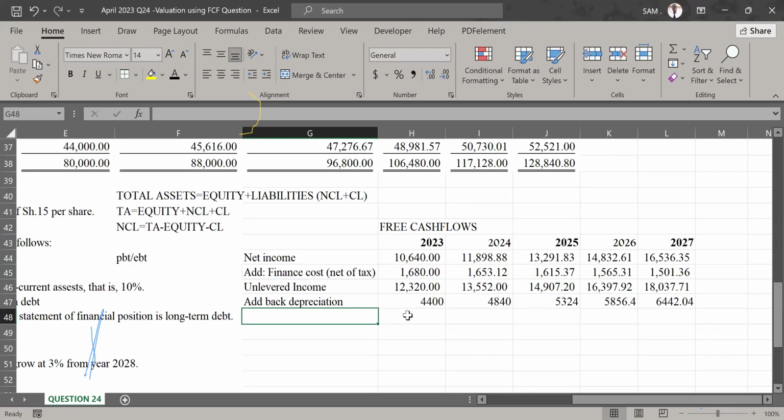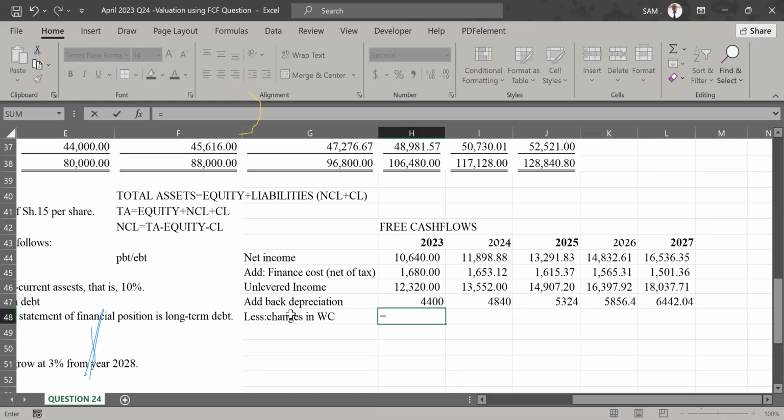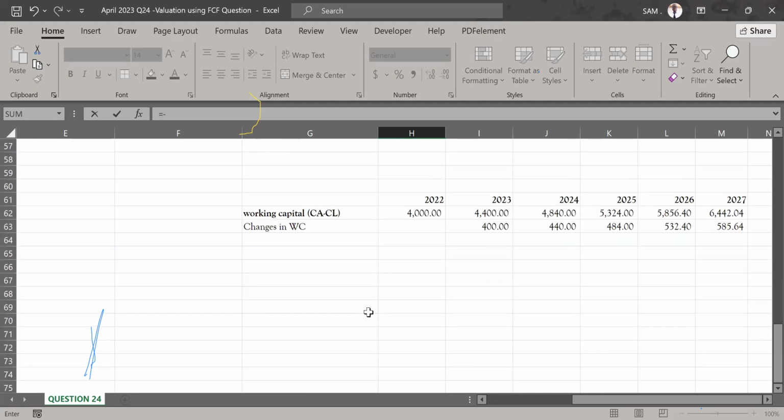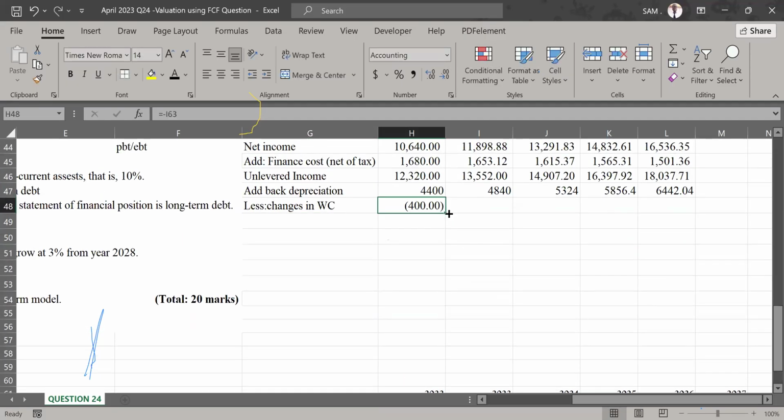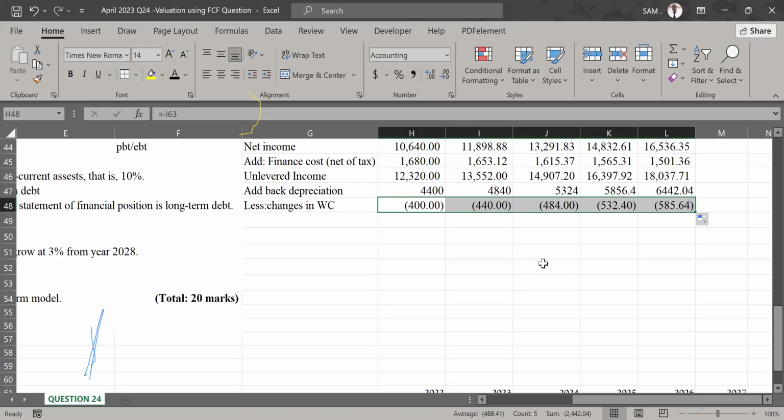So these changes in working capital, for us to get a net free cash flow, we have to take care of changes in working capital. So we will come here and say less changes in working capital. And we've already tabulated the changes, so I will just put an equal sign and refer to them. And as I refer to them, because we are deducting, I want to bring them here as a negative. So I will pick the change in 2023, bring it on board, then I just autofill the rest, bring all the rest to 2027. Those are the changes in working capital.